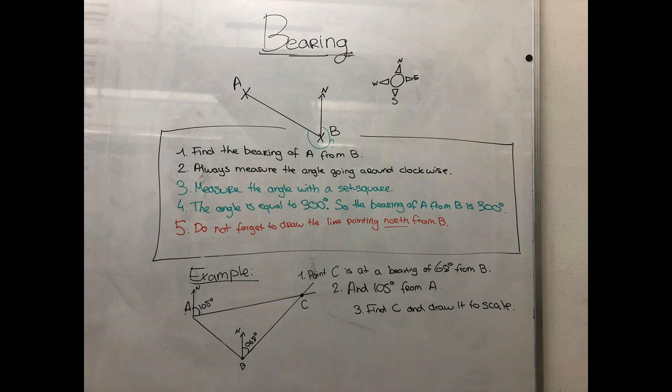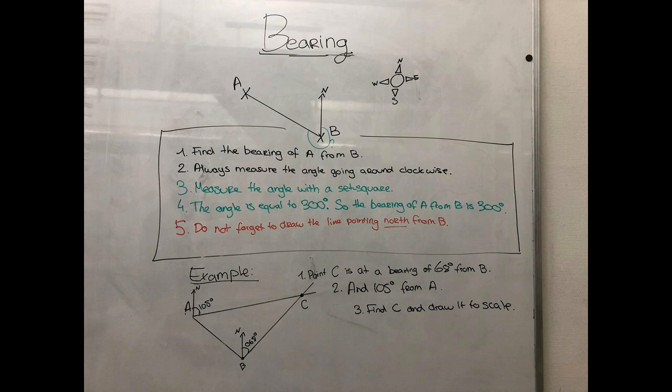Bearing is the measurement of an angle from one point to another, from B to A. When you're trying to find the bearing of a certain point, B, the first thing that you have to do is draw a line from the point pointing north. Then, always measure your angle going around clockwise. Here, the angle from B to A is equal to 300 degrees.